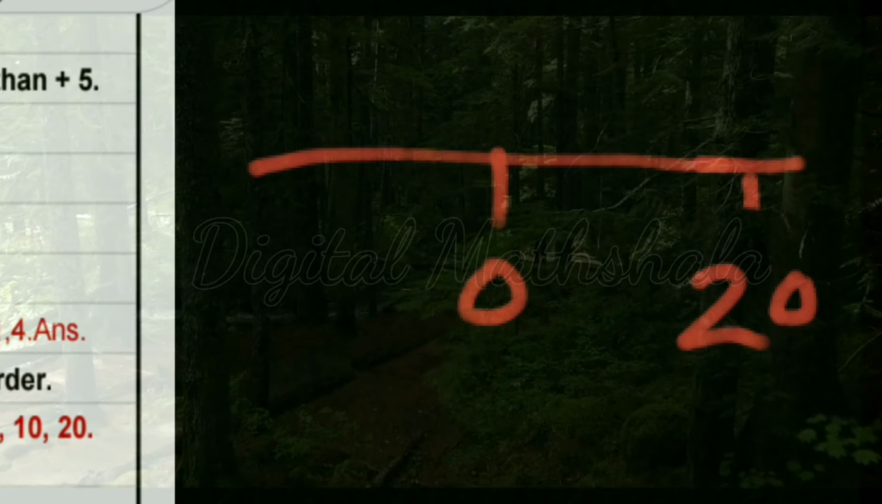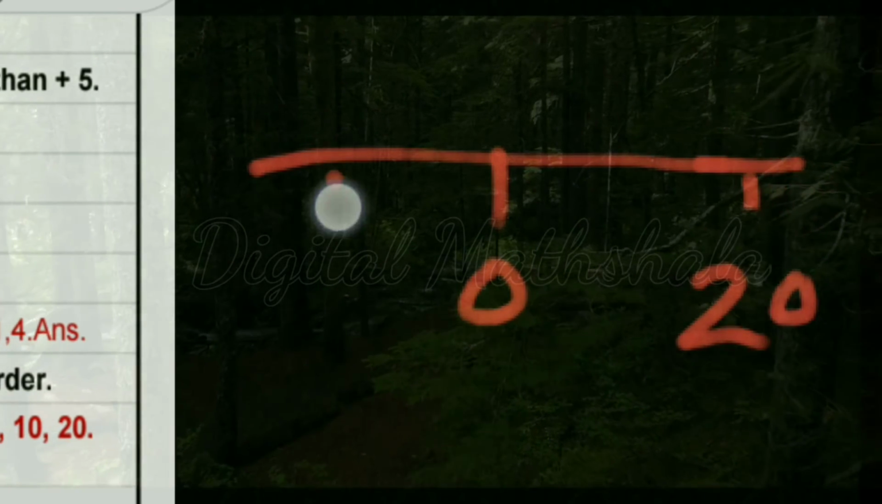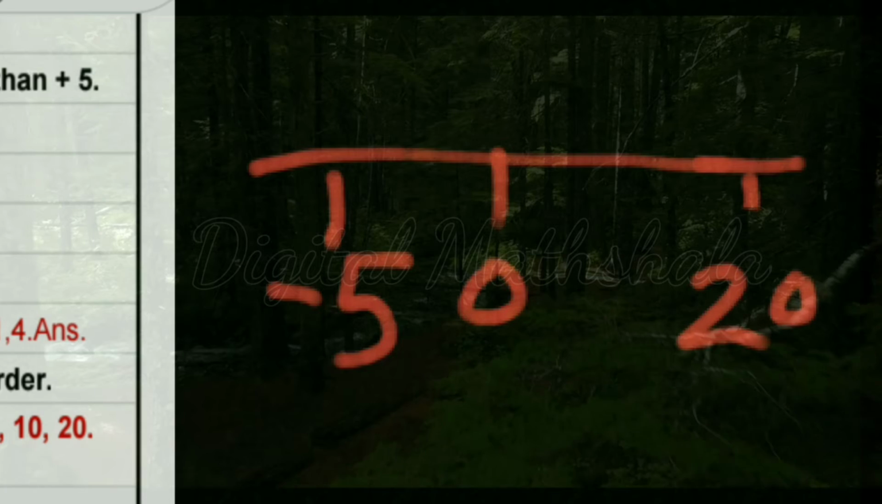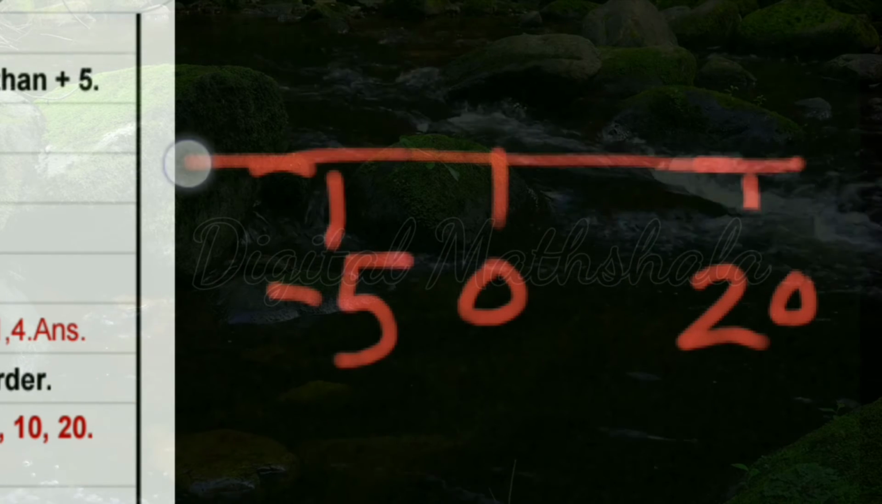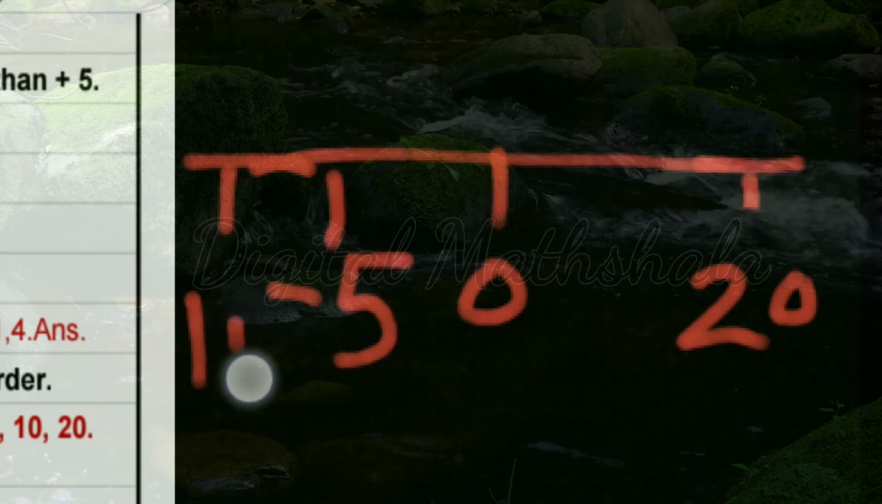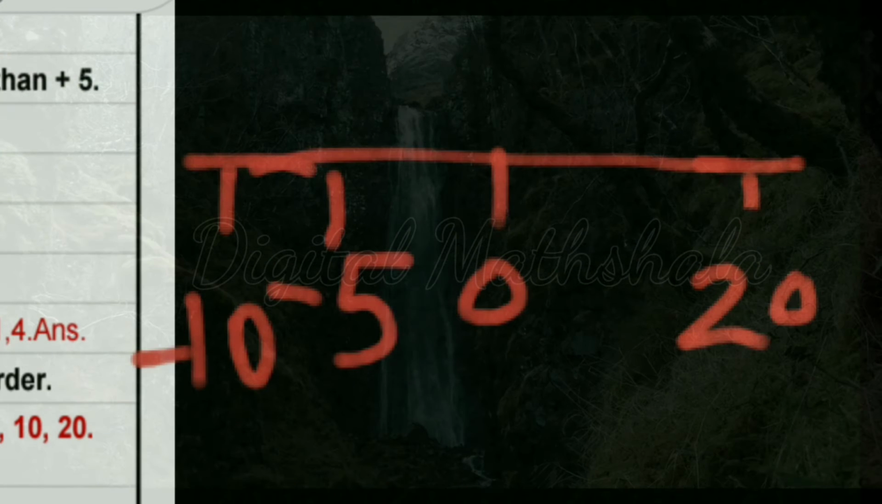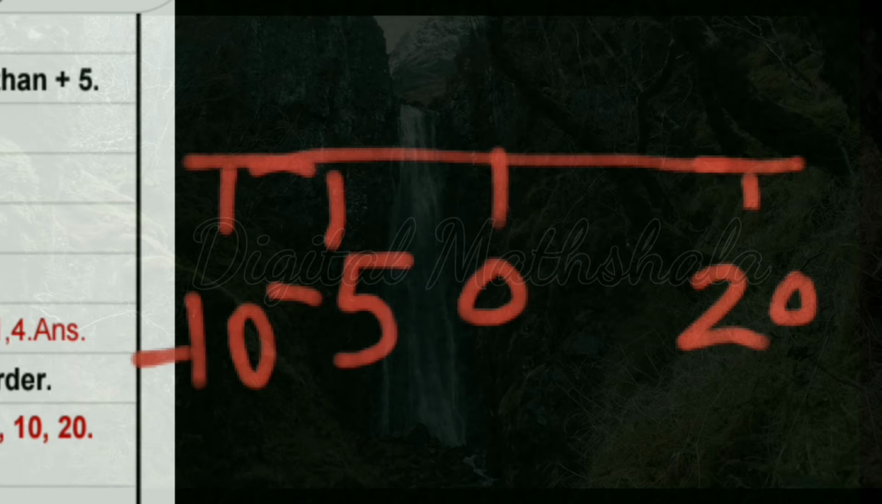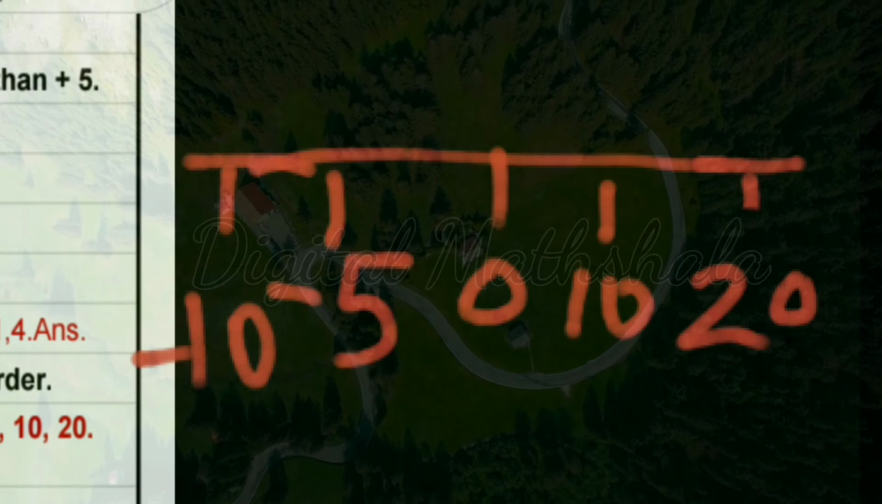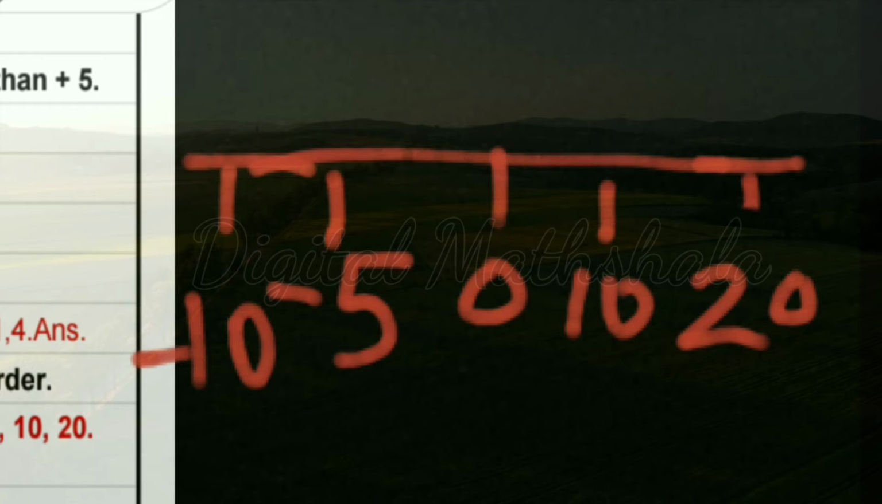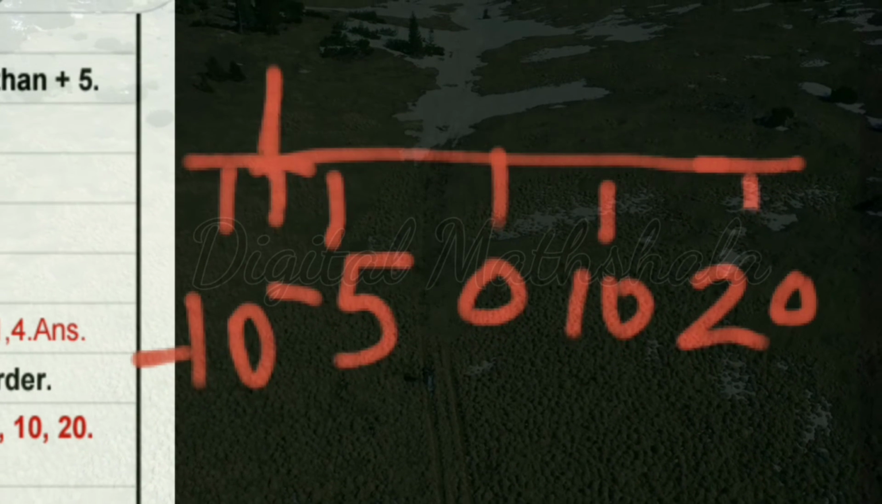Okay, then -5 is given, so -5 we will get on the left side. Then -10 is given, then -10 will come here, on the left side of -5 also. Now +10 is there, so between 0 and 20 we will get +10. Okay, now where will we get -7? Between -5 and -10 we will get -7 here.